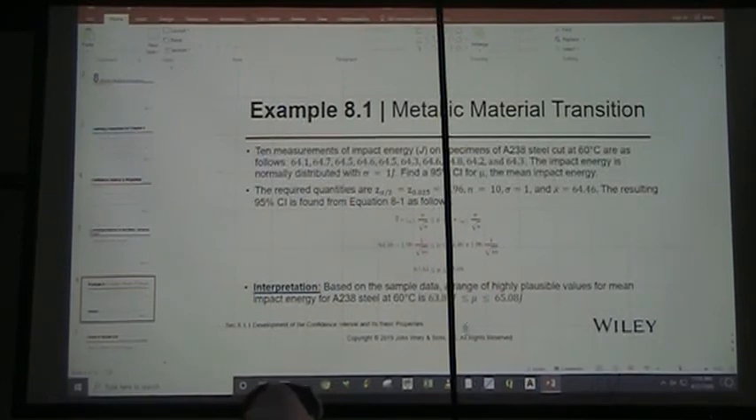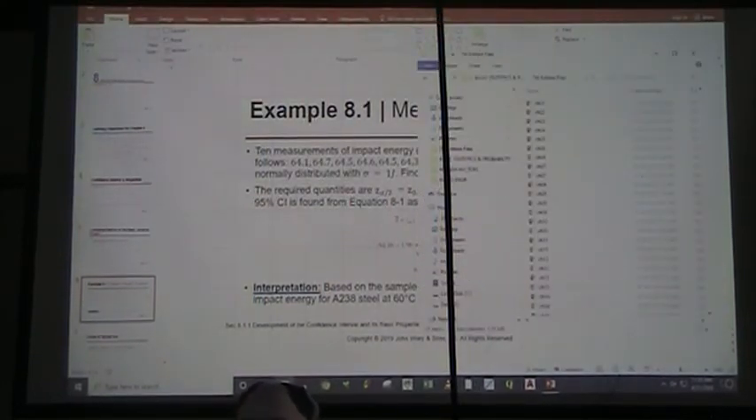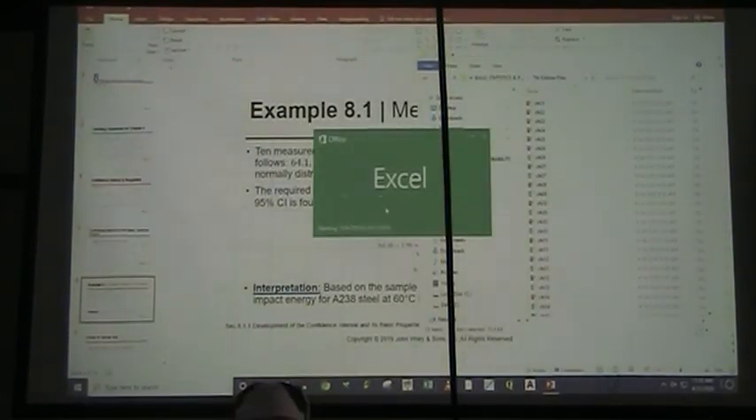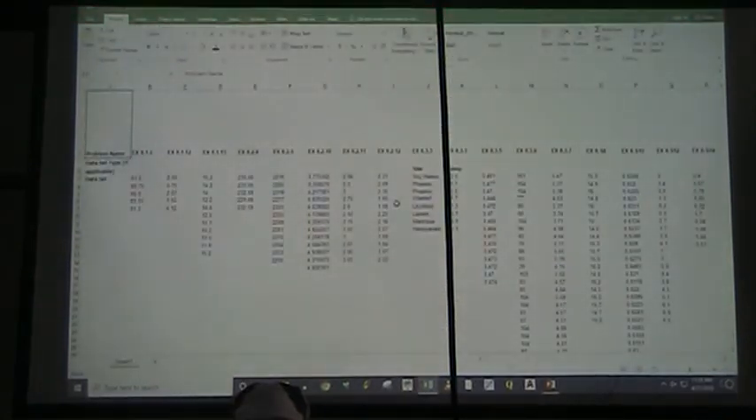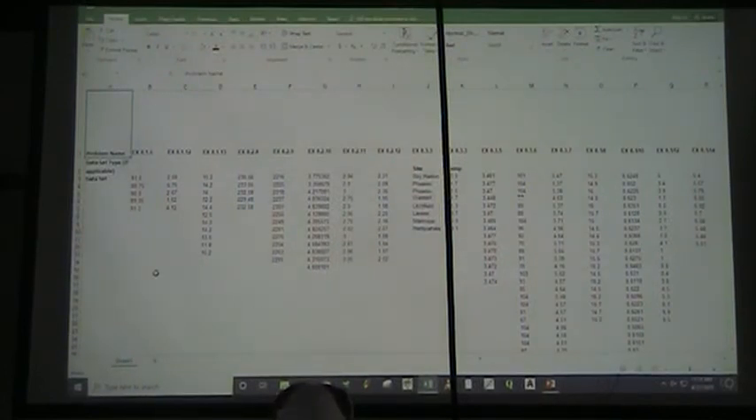All right, so what I would like to do is, we have a bunch of data sets here from the publisher. And what we're going to do is work through to get a confidence interval on a couple of them.